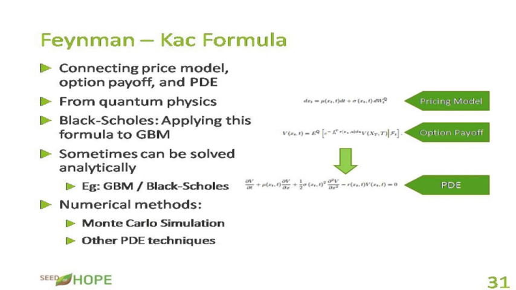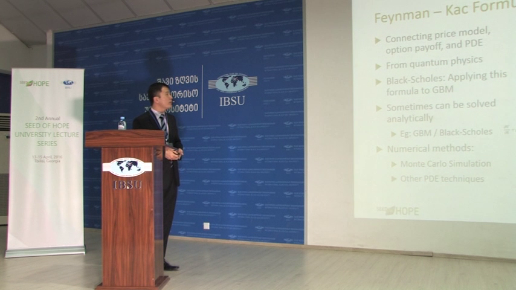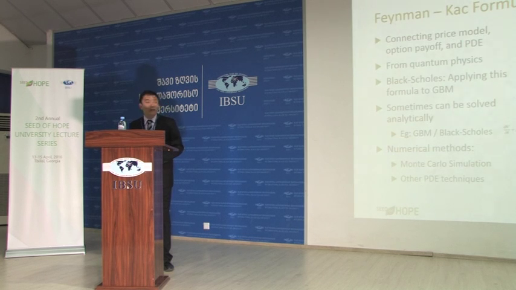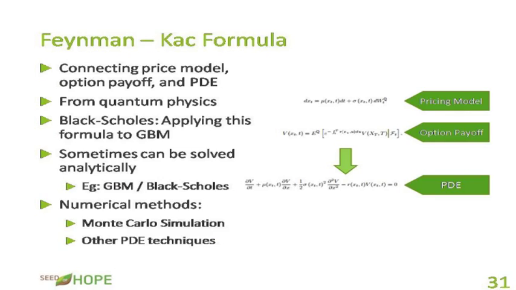This is your pricing model, be that your Heston model or geometric Brownian motion. And then this is your option payoff, the European style or the Asian style. And you can take all of this formula and combine it to come up with a PDE here. And the PDE sometimes can be solved analytically, as in the case of Black-Scholes. But sometimes you cannot solve it analytically. But the solution of this PDE is guaranteed to be your fair option price if your model is correct and your option payoff is correct.